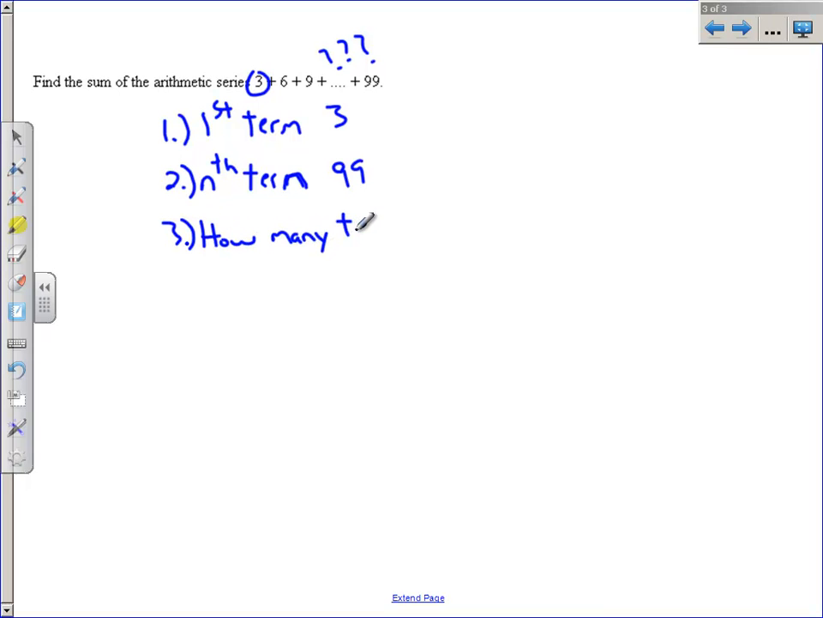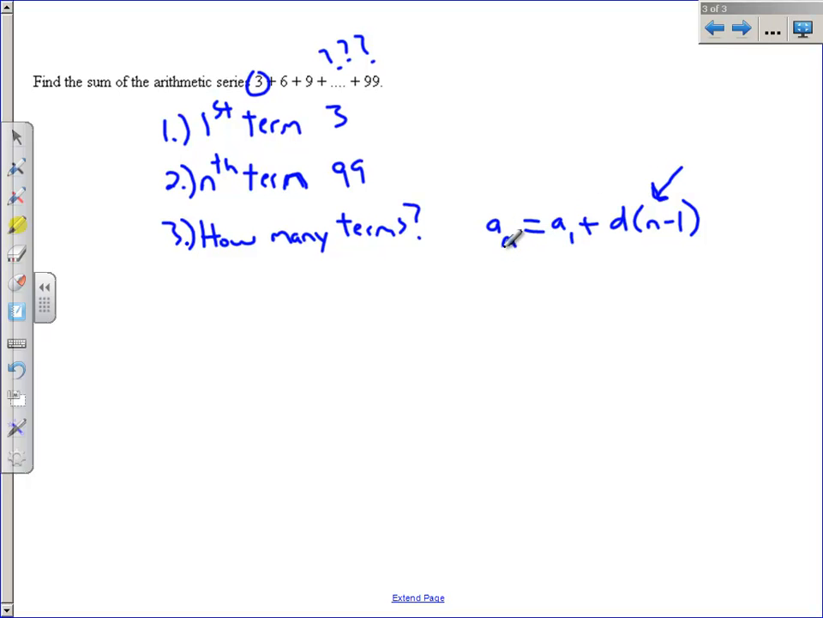So what I'm going to do is use my formula from yesterday, and that formula was a sub n equals a sub 1 plus d times n minus 1. And this n is what I'm looking for. I want to know the number of terms. So I would really like to know this.